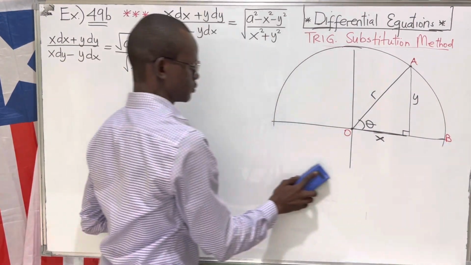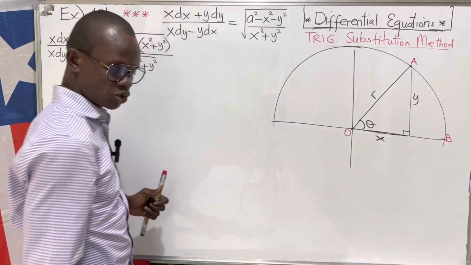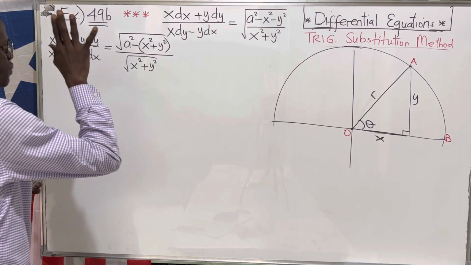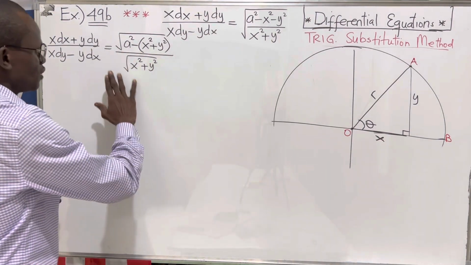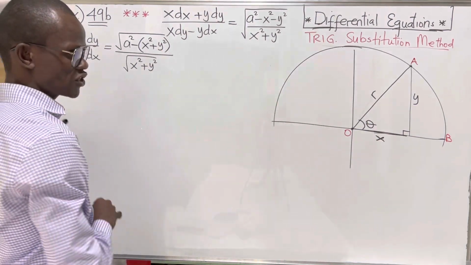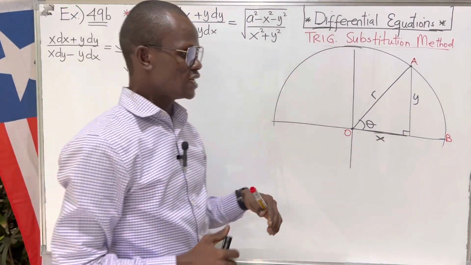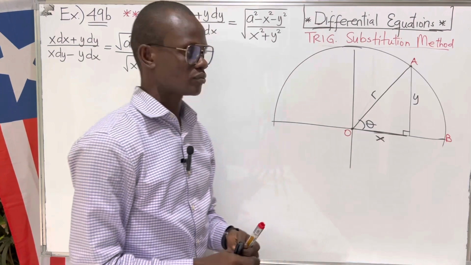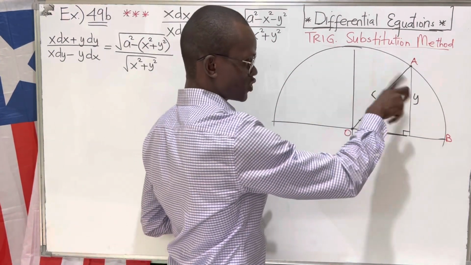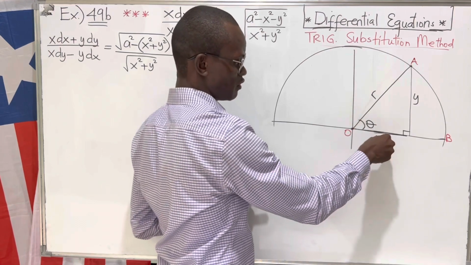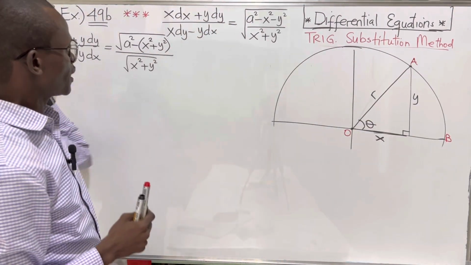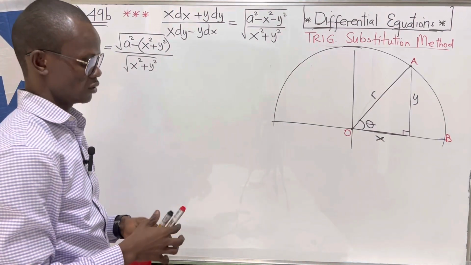Okay, now what we need to do is substitute x, y, dx, dy, and the root of x squared plus y squared, and bring in some trigonometric functions in angle theta. So our new function now will be r, with respect to the variable theta. So we want to get rid of all of these and bring in some trigonometric functions. So how do we do it?